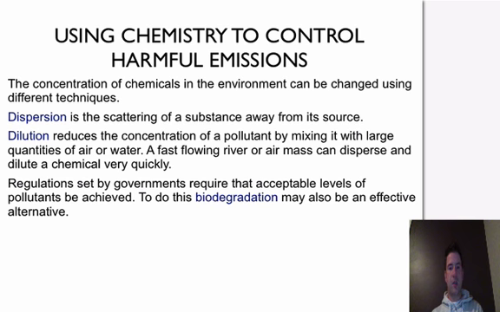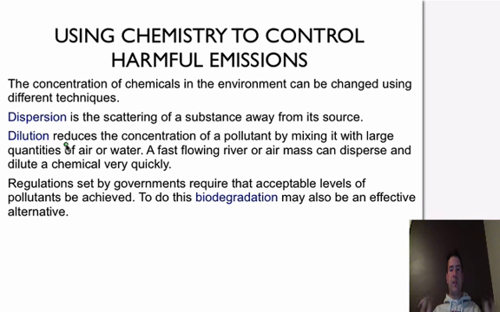So moving on, we're going to talk about harmful emissions, because a lot of the acid rain is caused by emissions that are emitted into the atmosphere or into the air. The concentration of chemicals in the environment can be changed using different techniques. We have this process called dispersion, and that's basically the scattering of a substance away from its source. So from the source of maybe exhaust, all those emissions are going to disperse, and they're going to spread out throughout the air.